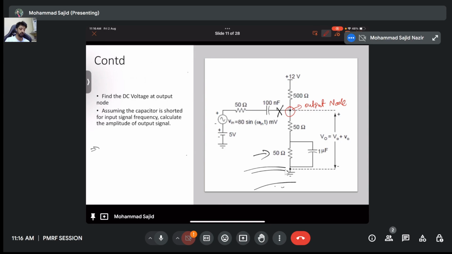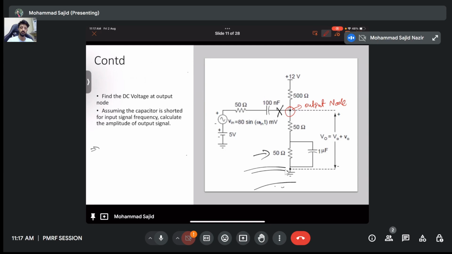So now let's say we are clear about this, and now we can move to the next part. The question is: find the DC voltage at the output node. So this is the output node which is written here. We have to find the DC voltage.